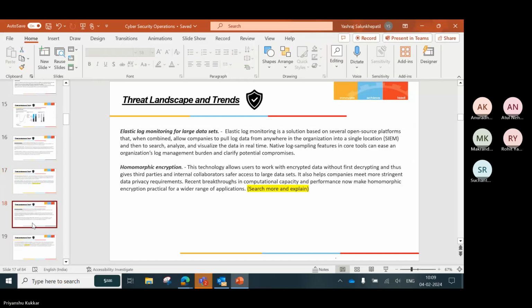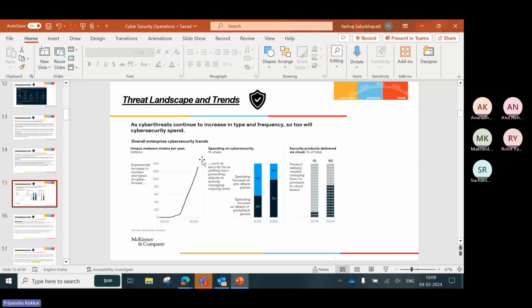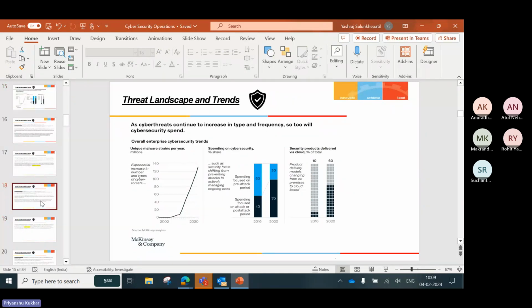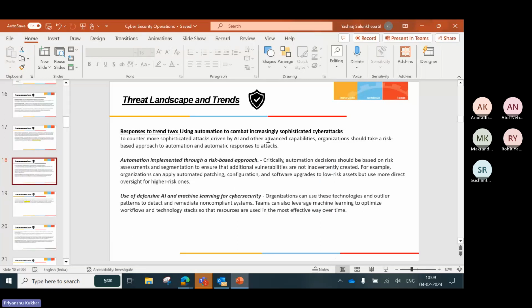Okay. Next, response to trend 2. What was trend 2? This is spending on cyber security. Okay. Spending on pre-attack 60 to 30, spending on post-attack 40 to 70. Using automation to combat increasingly sophisticated cyber attacks.